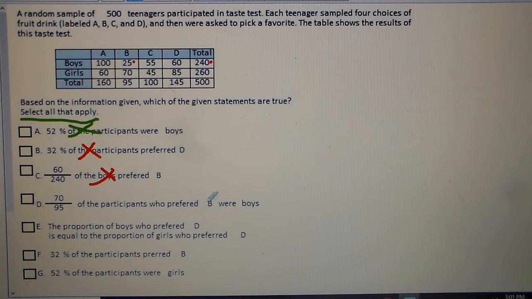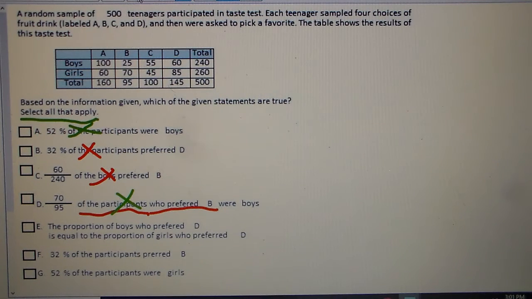The participants who preferred B that were boys. So this way is of the participants, that means the boys and the girls that preferred B. So this is when you go the other way. So you got 25 boys that liked it, and 70 girls that liked it. So they're saying 70 out of 95 were boys. Well, they got that flip-flop there. So it turns out that's incorrect also.